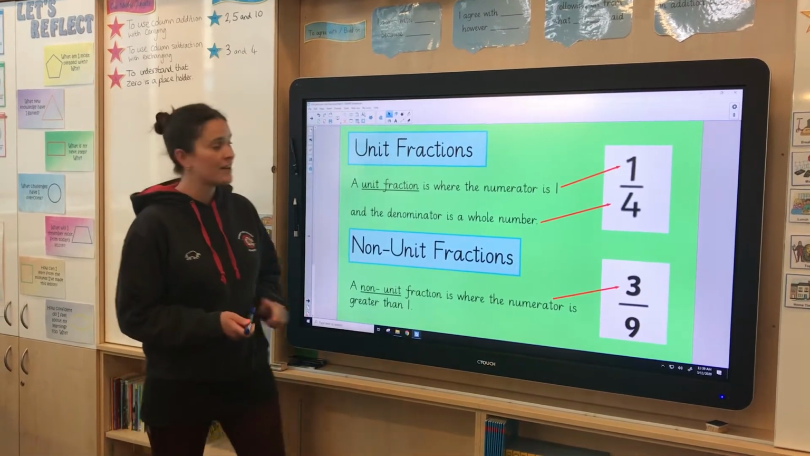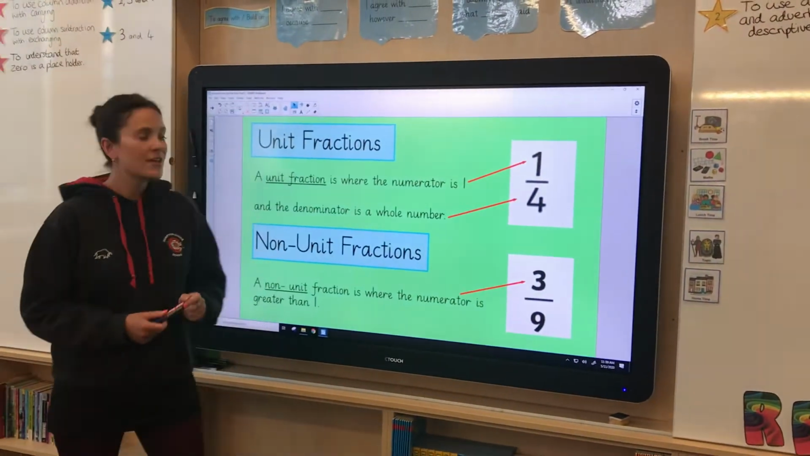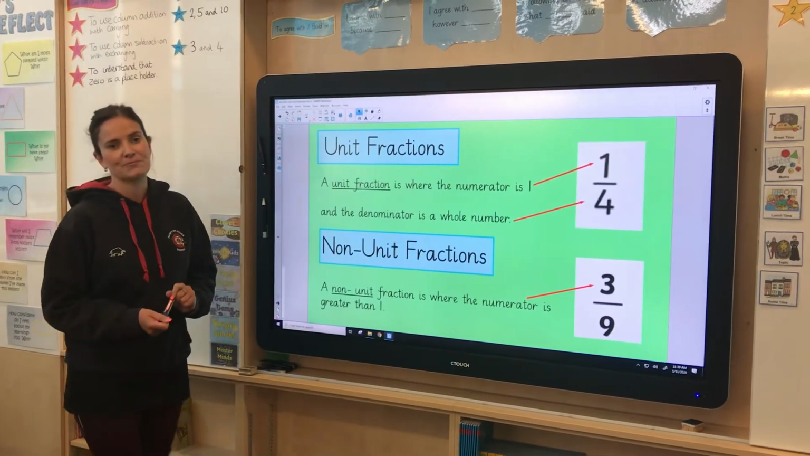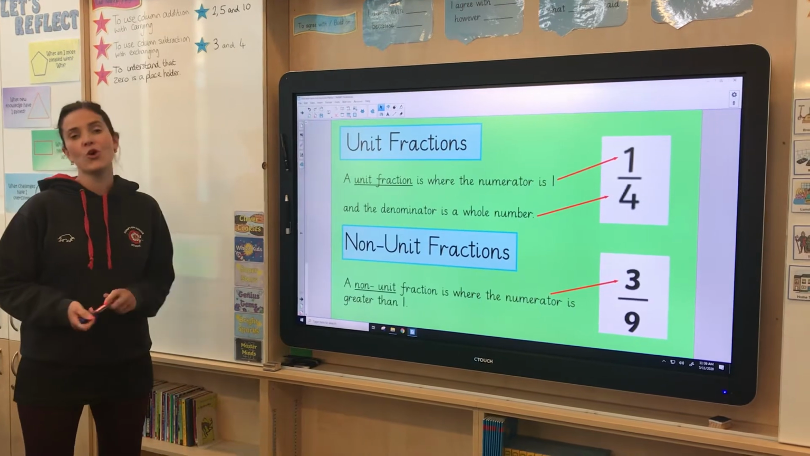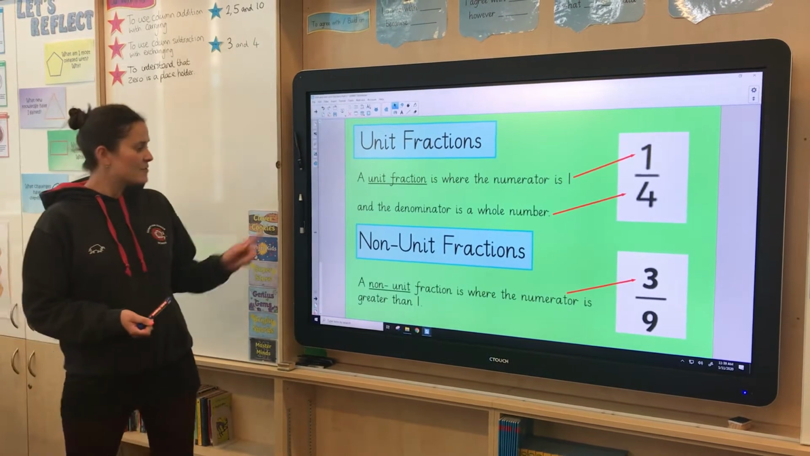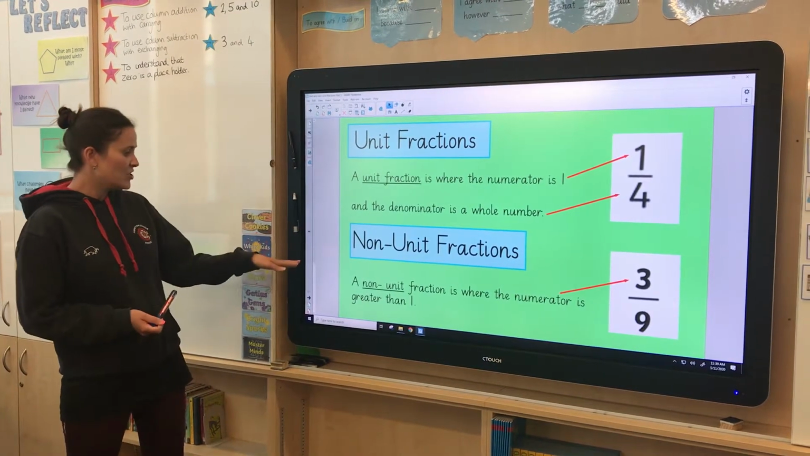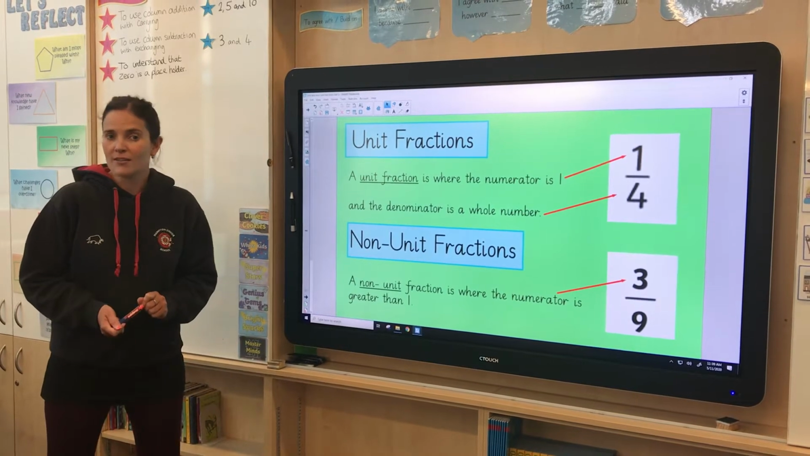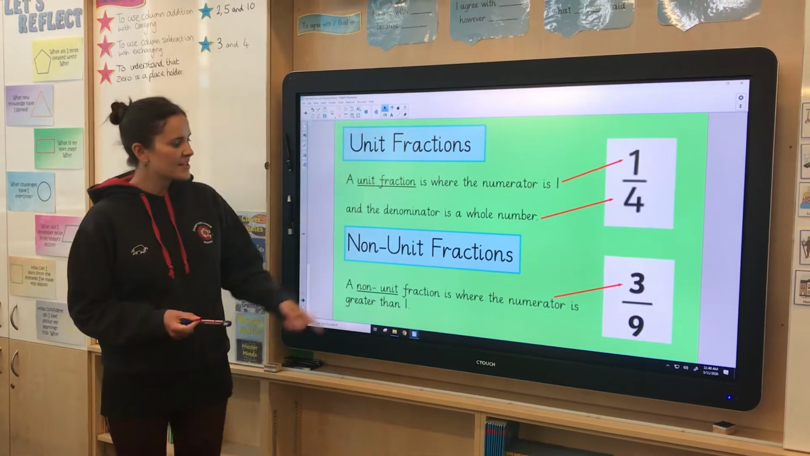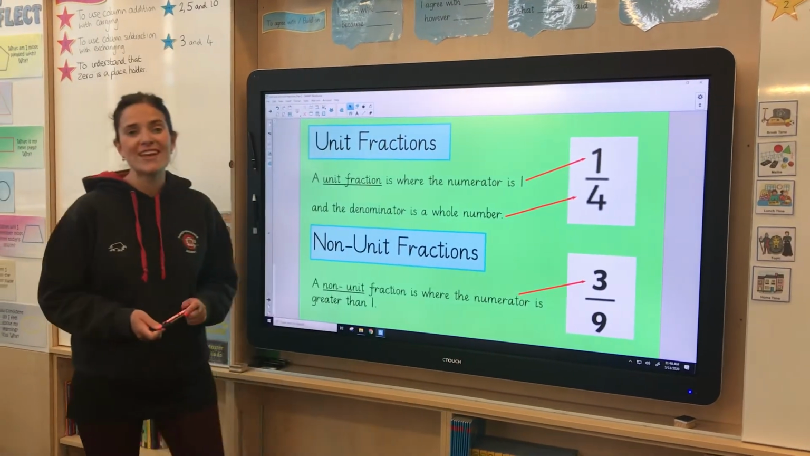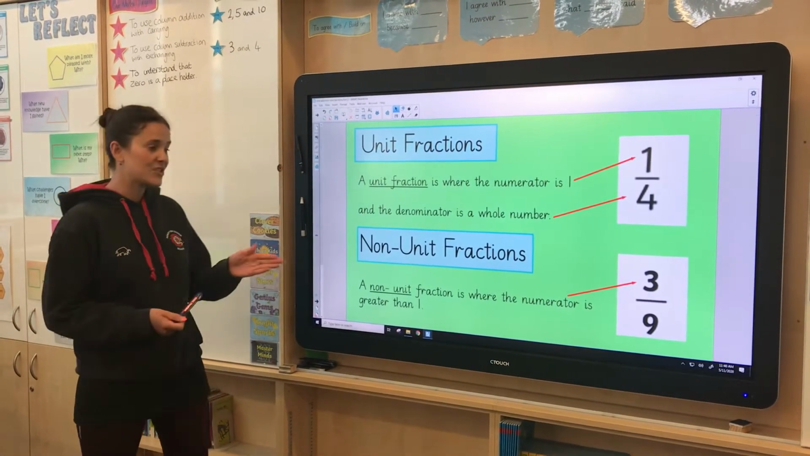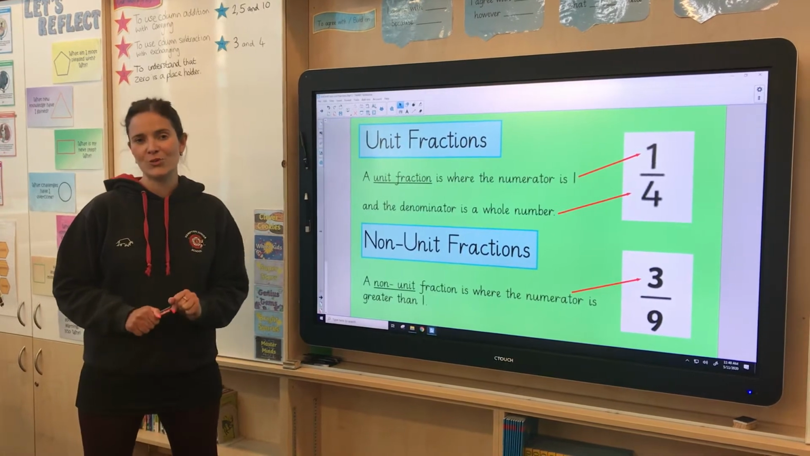The example I've got here for you is 1/4, and because the numerator is 1, that makes it a unit fraction. You also need to know about non-unit fractions as well. That is very similar. The difference is, in a non-unit fraction, the numerator is greater than 1 and the denominator is again still a whole number. The example here is 3/9, and because the numerator, the top number, is greater than 1, it's 3, we call that a non-unit fraction.